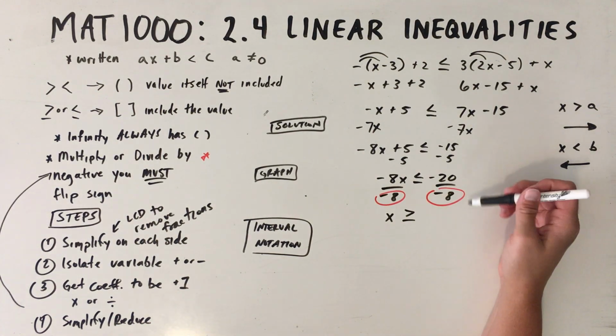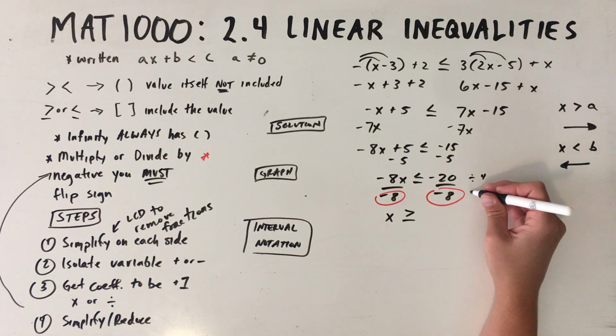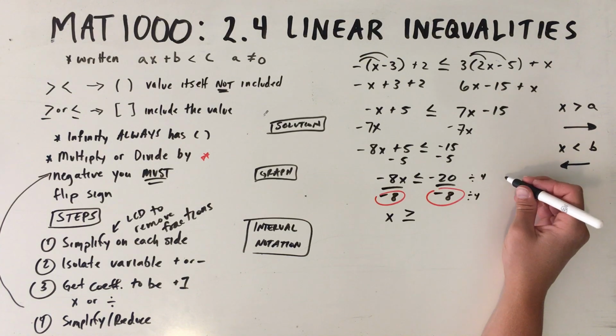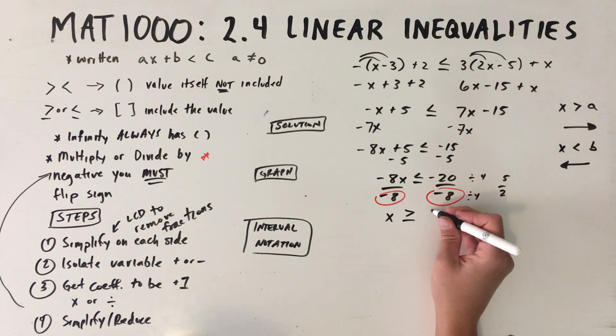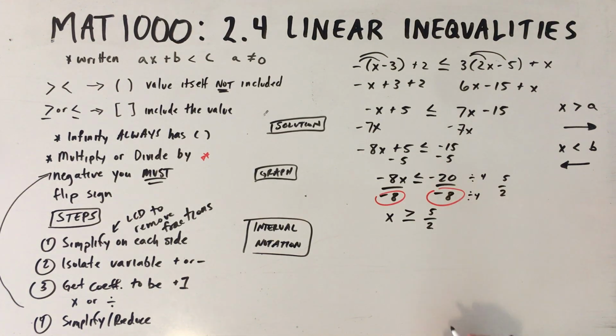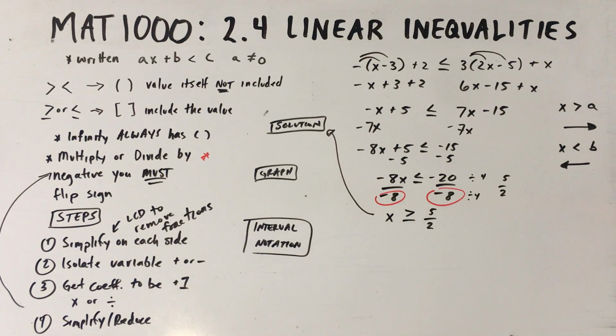Okay, and I need to reduce this fraction. I can take a 4 out of both. If I divide both of these by 4, then I get a 5/2, and the two negatives will make a positive. So now this is my solution here. Okay, so x is anything that is greater than or equal to 5/2.